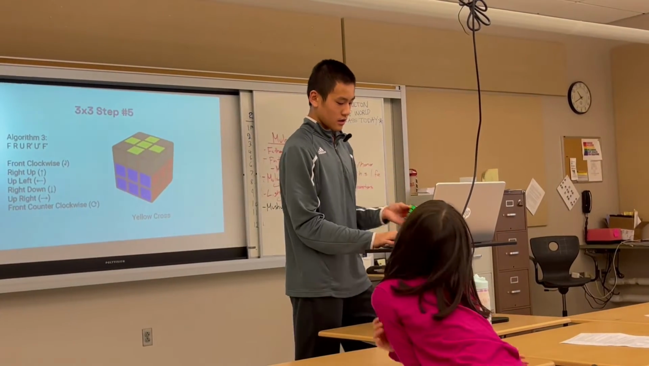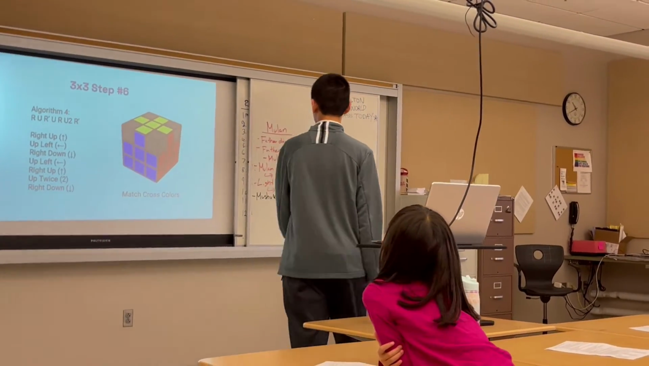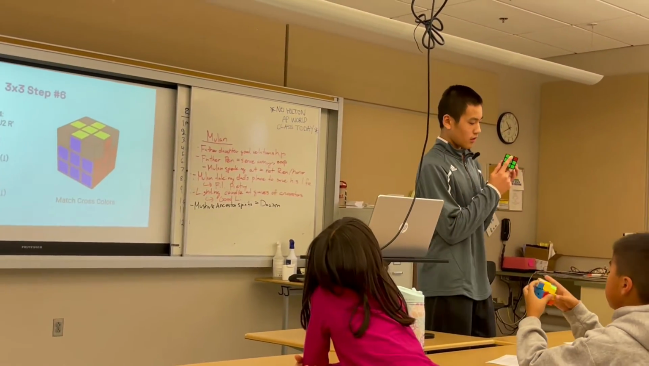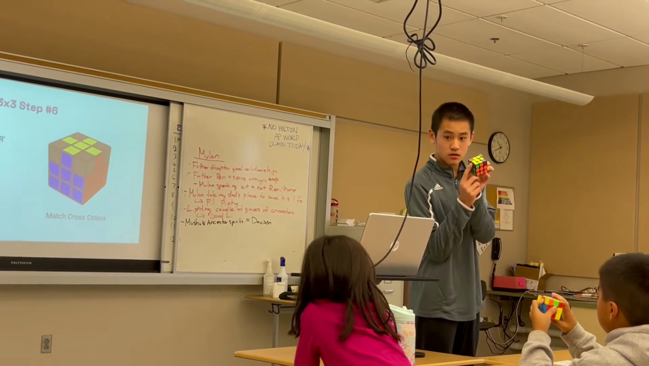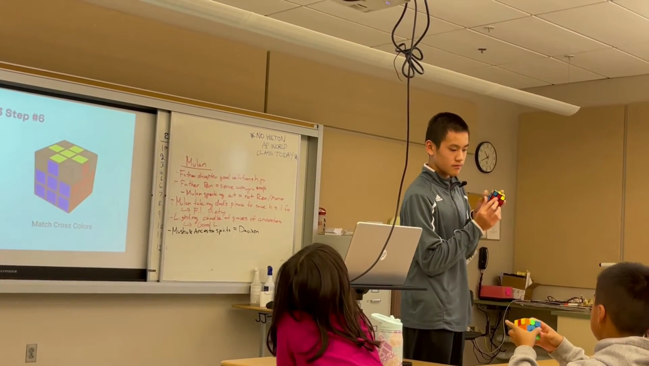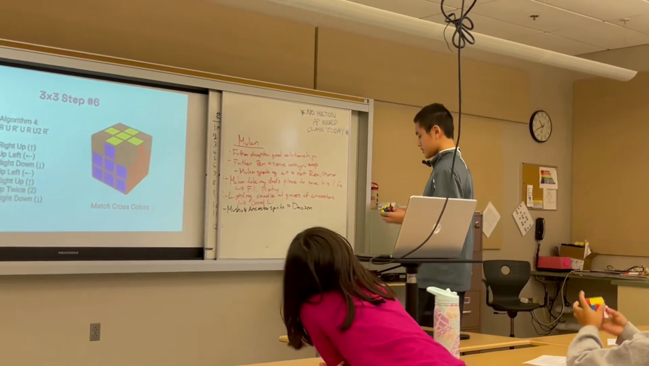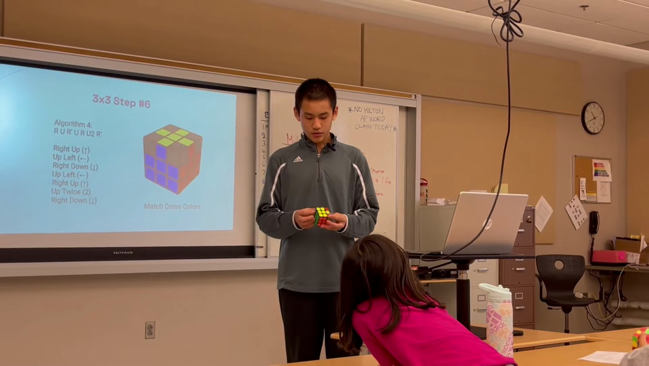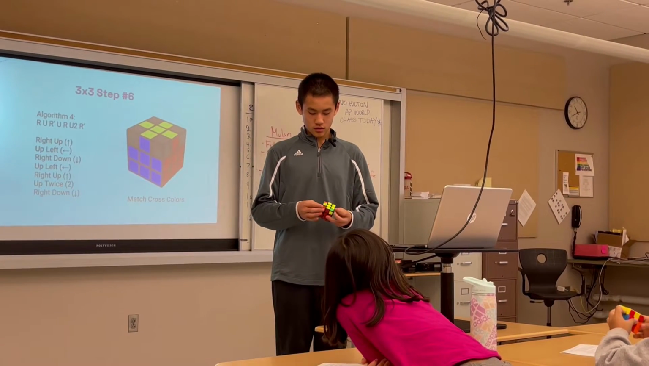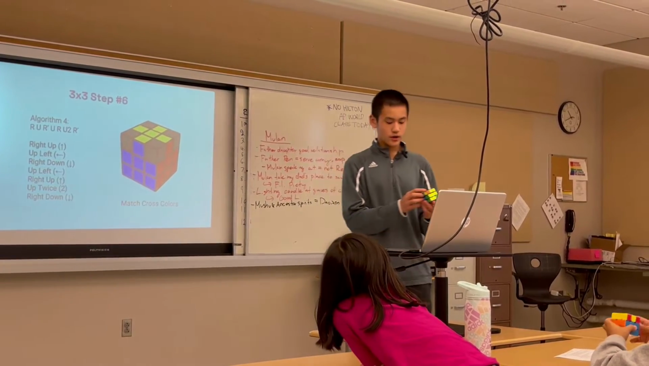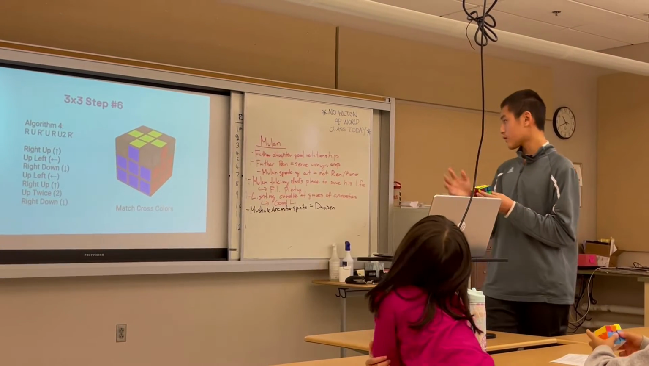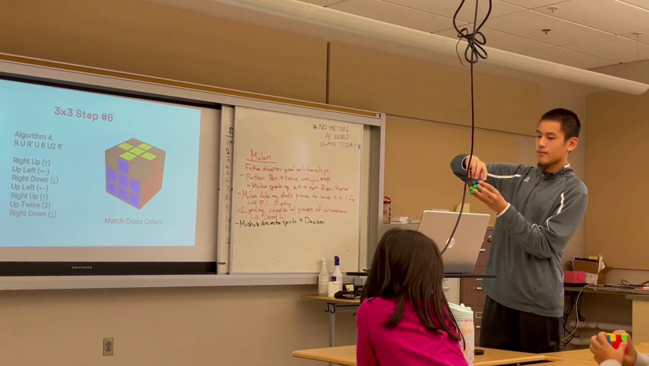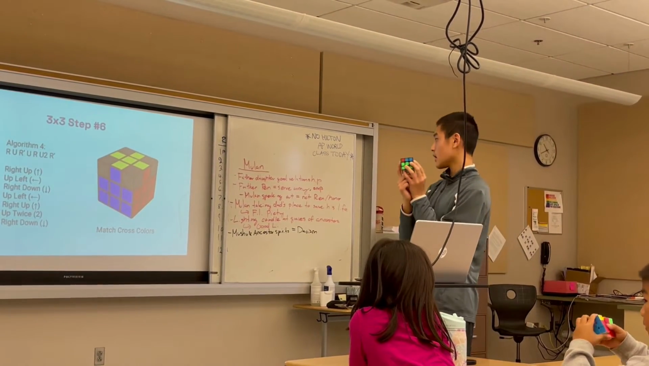The next step would be to match all the cross colors. For example, it's like this, where you have all these matching up like that. See that? You have all these matching up. So that's your next goal. There are two cases you can get. The first case is when, actually, the first thing you want to do is keep turning the cube until you find that there are two matching edge pieces like that.